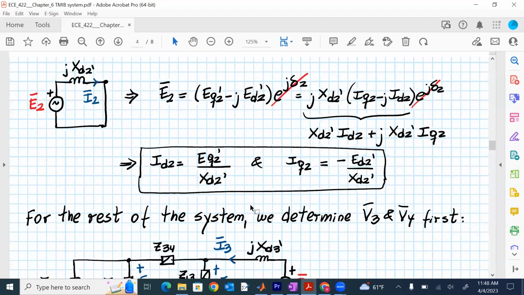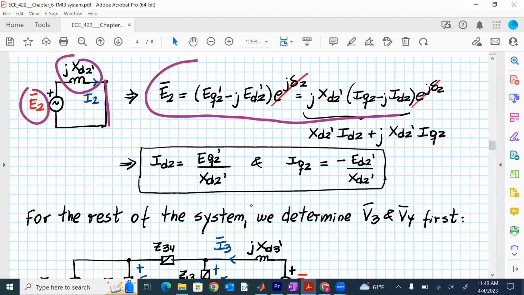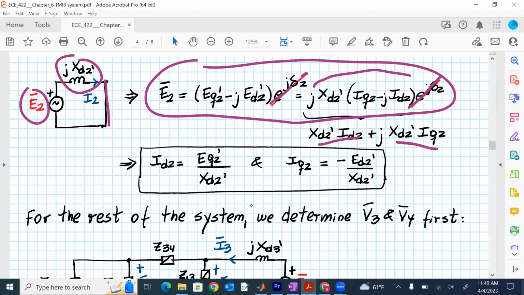Explicitly, here is the solution for the current at synchronous generator 2. Because of the short circuit, all this internal voltage will fall in that impedance. So we have this equation right here. We can cancel this exponential term, and then we can do the multiplication on that part, and we have a real term and an imaginary term.